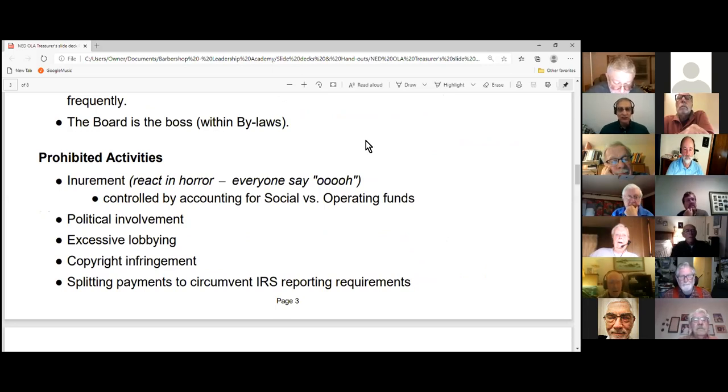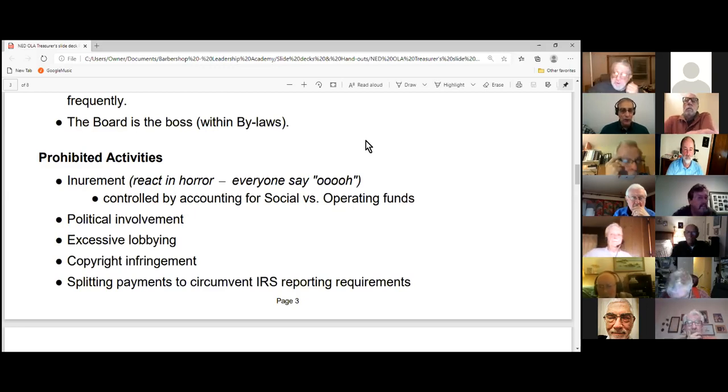You're not allowed, since a not-for-profit corporation does not have stockholders that own a piece of the corporation, there is no way that they can be paid dividends. It's not allowed for you to have any way of giving them financial benefits other than dividends. That also is not allowed. So that's what the word inurement means. You're not allowed to have any benefit inure to the benefit of a member.